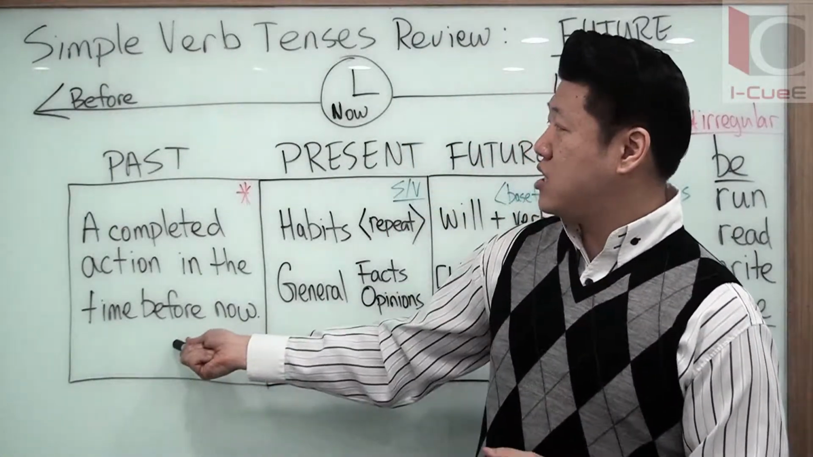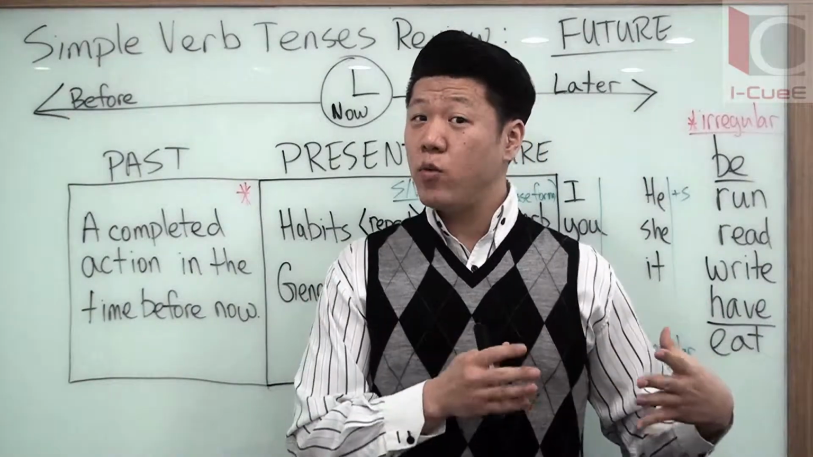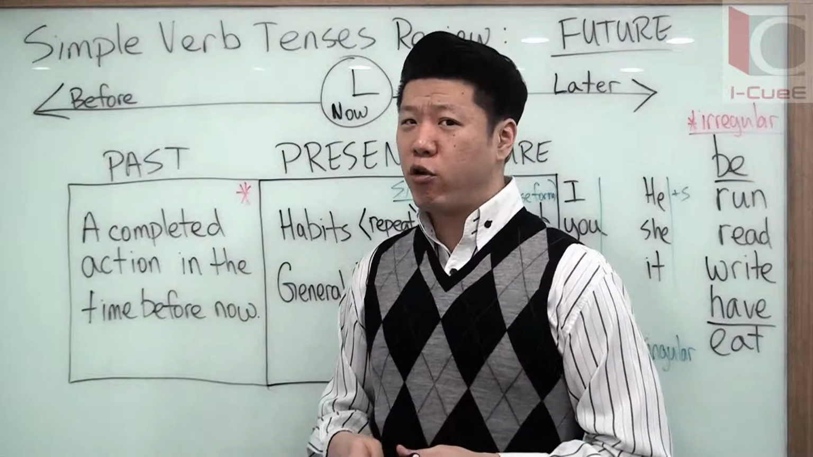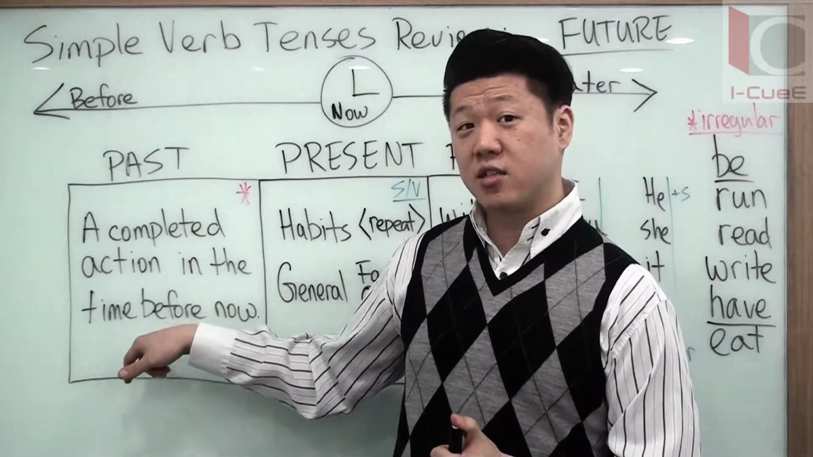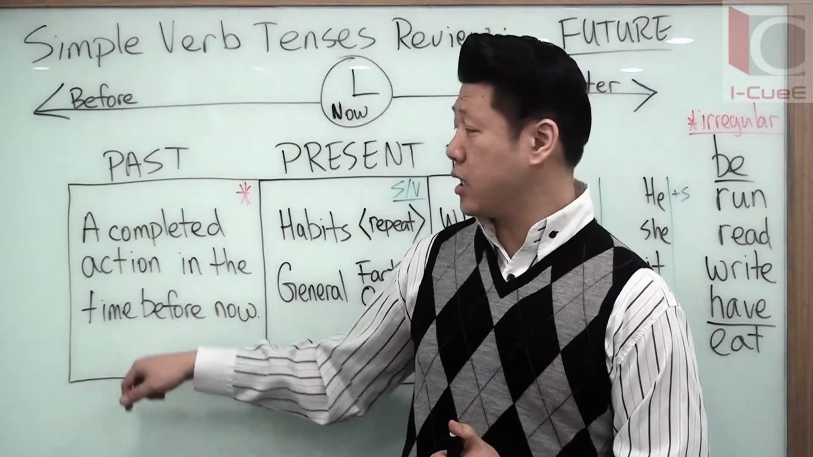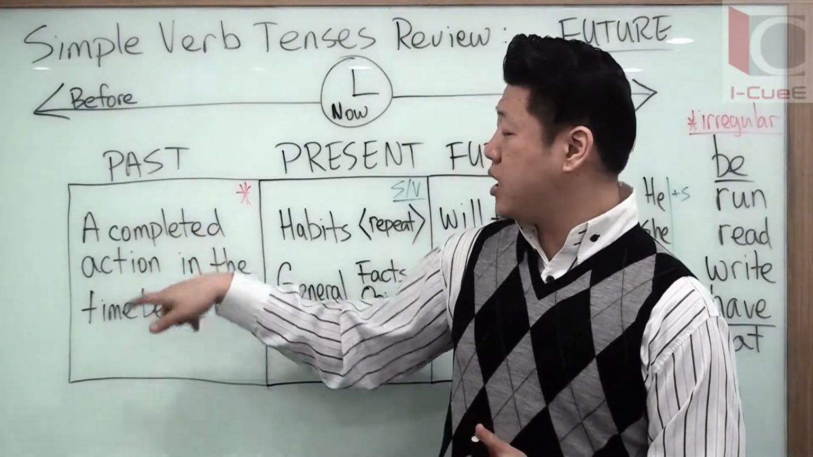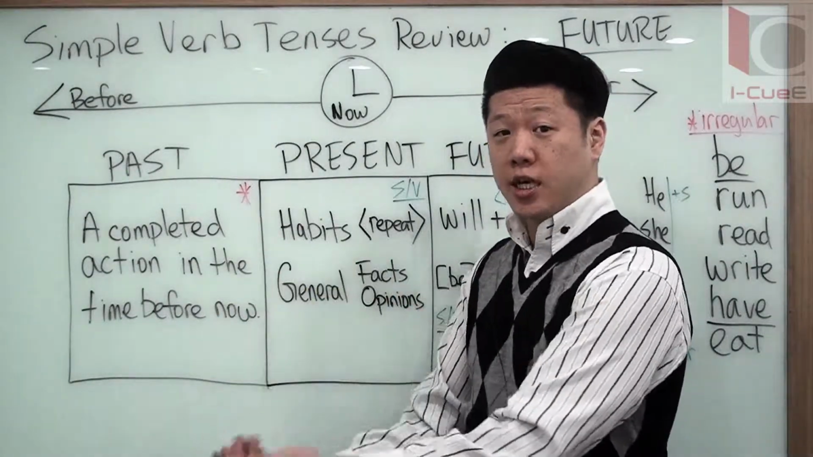When we talked about the simple past tense, this is where we used regular and irregular verbs. How do we know if a verb is regular or irregular? Well, in the simple past, does the verb have an ed ending or does it not have an ed ending? But the simple past is a completed action that started in the past and finished in the past.